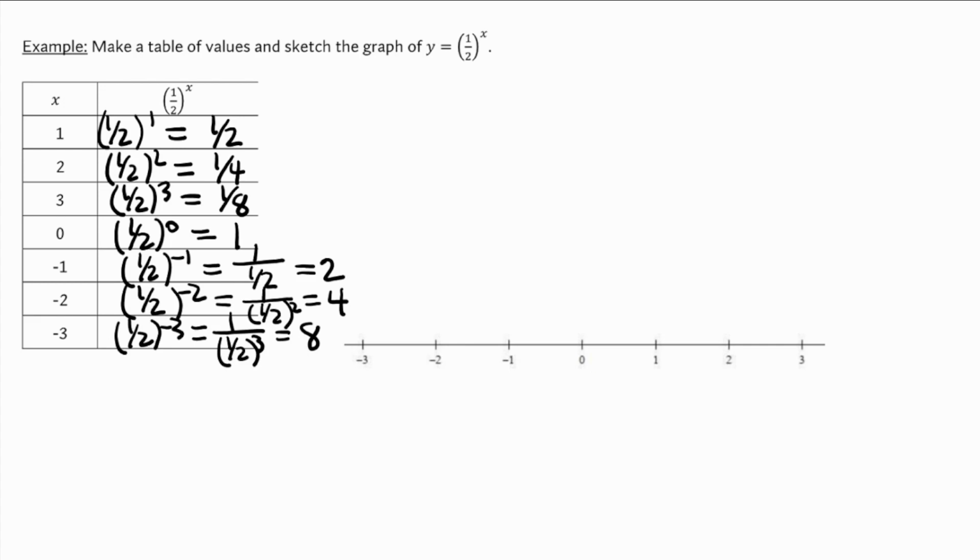This is like before: 1/2 to the first, 1/2 to the second, 1/2 to the third. I expect you're probably good with those. 1/2 to the 0, you need to be reminded that's equal to 1. 1/2 to the negative first is 1 over 1/2, and 1/2 to some other negative power would be 1 over 1/2 to that power. And so we're getting 2 and 4 and 8.